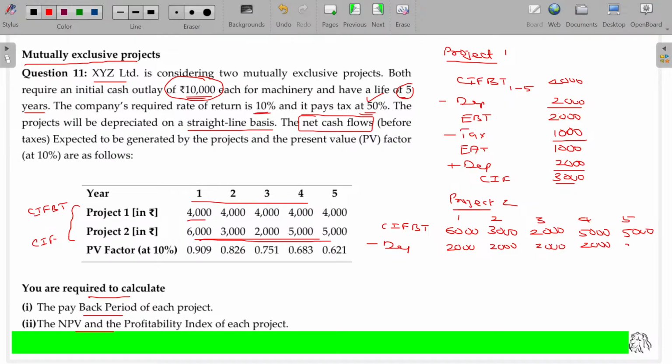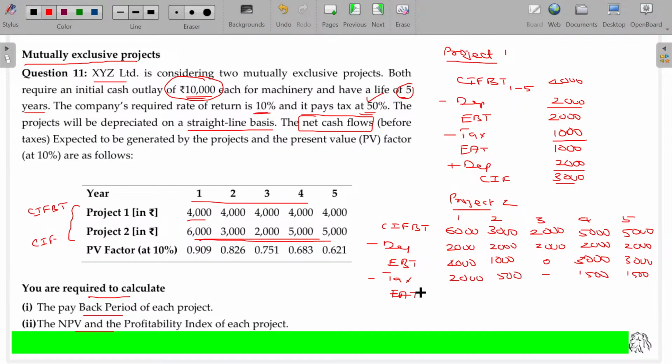After subtracting the depreciation, your earnings before tax, or profit before tax, being 4,000, 1,000, 0, 3,000 and 3,000. You have to subtract the taxation here. The tax in this case being 50%. So 2,500 dash 1,500, 1,500.